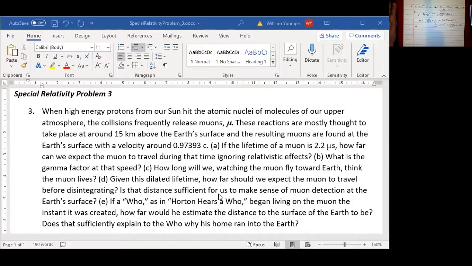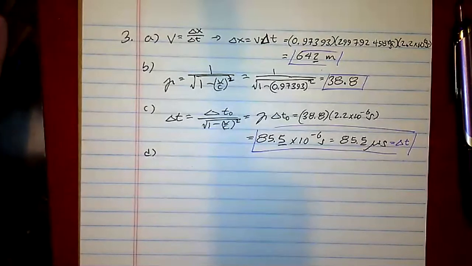So in part D, I said, given this dilated lifetime, so I'm again hinting back to what we just did in case you didn't get it the first time around. Given this dilated lifetime, how far should we expect the muon to travel before disintegrating? Is that distance sufficient for us to make sense of the muon detection at the Earth's surface? So now we're going to actually see how long it should travel, given that it's actually going to live, according to us, 85.5 microseconds, traveling at 97.393% of the speed of light. And they're asking us, is that really going to make the 15,000 meters or the 15 kilometers that we talked about?